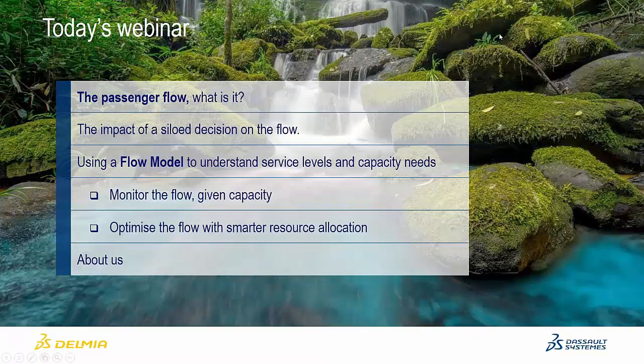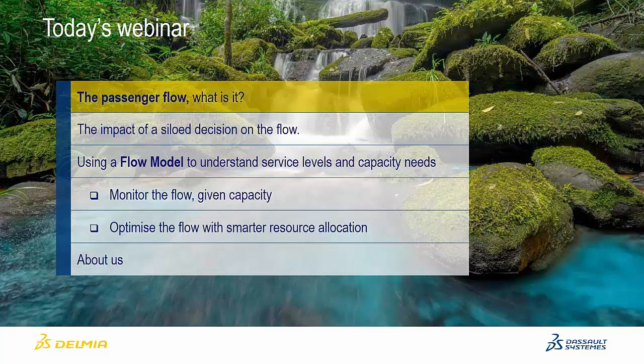So we will start by explaining what our definition is of the flow. Then I will show you an example of the downstream impact, and what that means for your overall passenger flow. And then we dive into the concept of a flow model and using that to understand your service levels and your capacity needs. How you can use that model to monitor the flow, and how you can use that model to make smarter resource allocations.